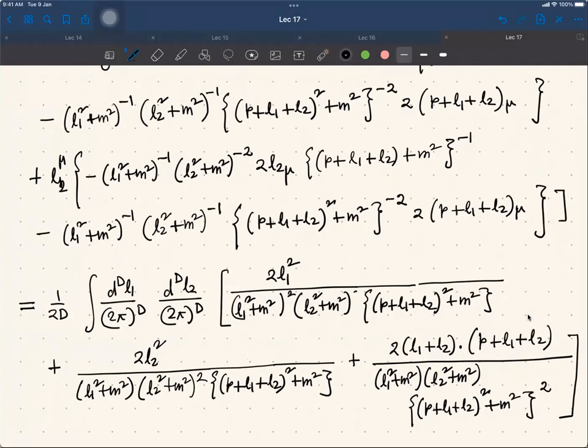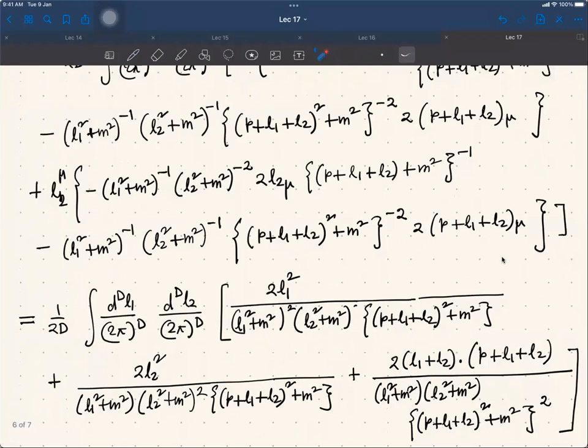Now all these three terms have a factor of 2, which cancels the factor of half in front, and so the sum of these three terms can be written in the following way.